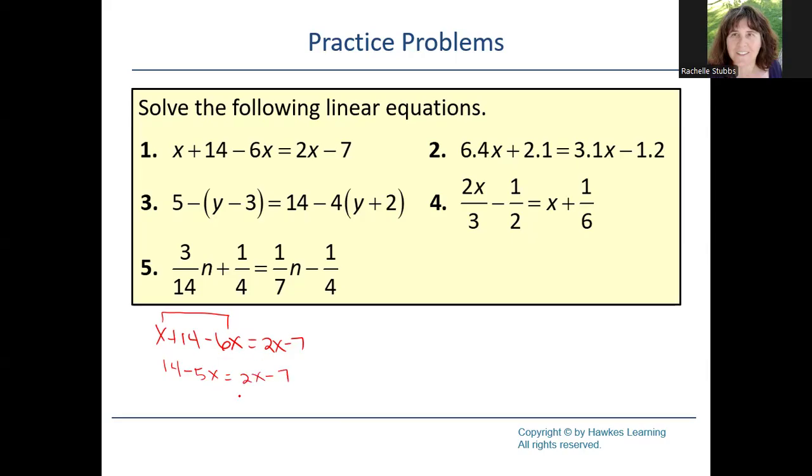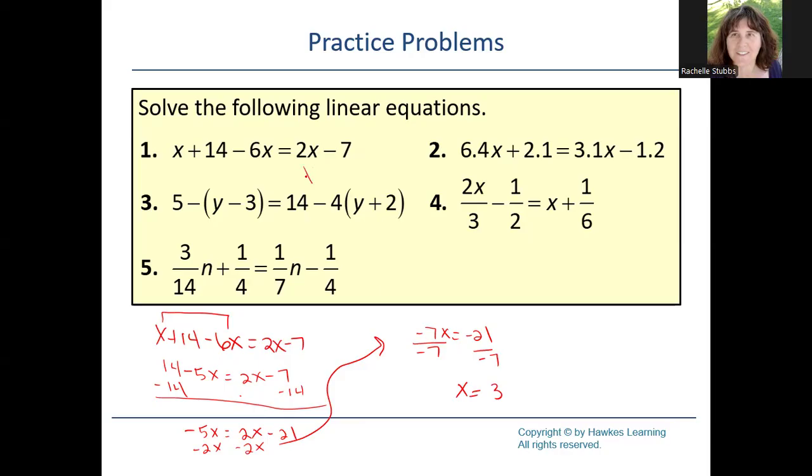I think I'm just going to subtract 14 from each side. And that gives me a negative 5x equals 2x minus 21. And then I'm going to subtract 2x from each side, and that gives me a negative 7x equals a negative 21. And then if I divide by a negative 7 on both sides, I get x equals 3. So my answer here is x equals 3.